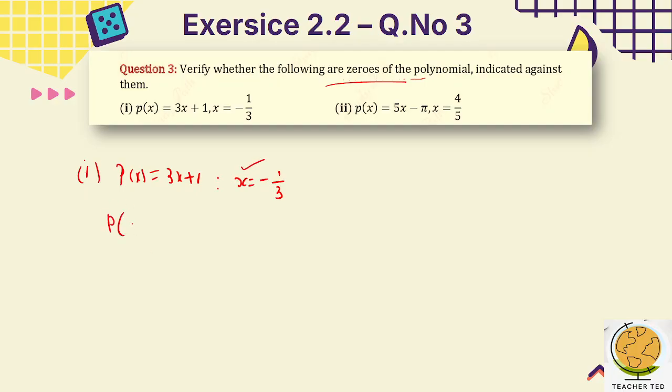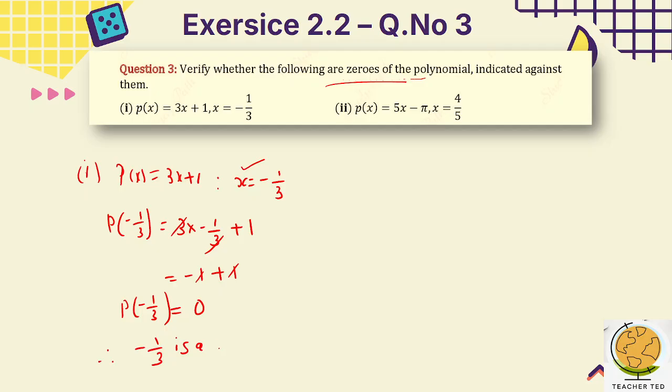So I'll put minus 1 by 3 instead of x, and put 3 into minus 1 by 3 plus 1. You can see here 3 and 3 get cancelled, and the remaining thing here is minus 1 plus 1. Minus 1 plus 1 gets cancelled, and the answer is 0. So you can say therefore minus 1 by 3 is a 0 of p of x. So this is how you solve the problem.